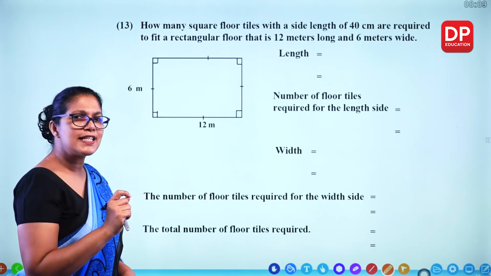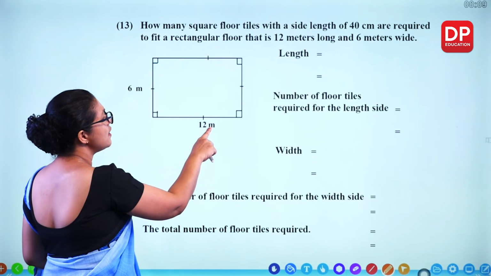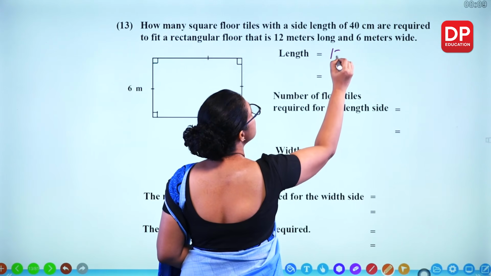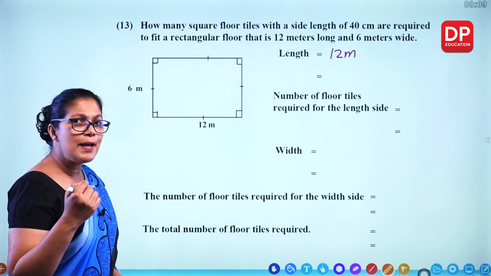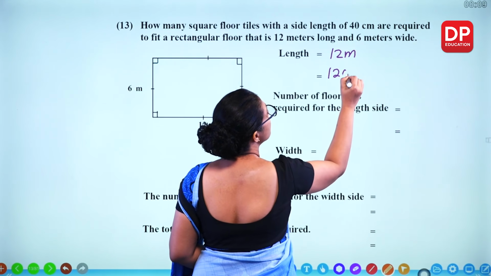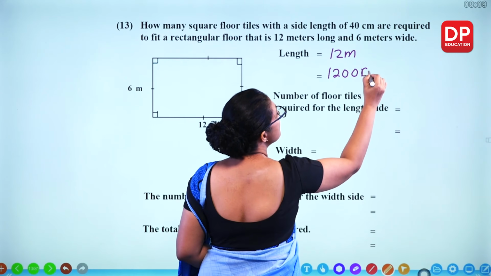So what's the first thing? You can convert to the same unit. We'll convert meters to centimeters. Length is 12 meters. Convert to centimeters, you need to multiply by 100. 100 times 12, 1,200 centimeters.